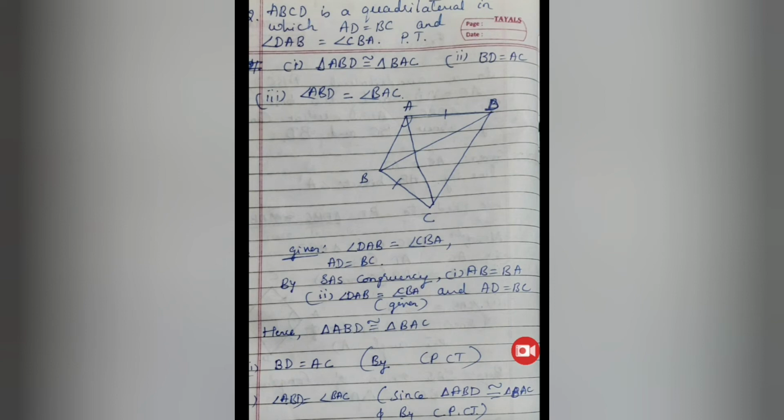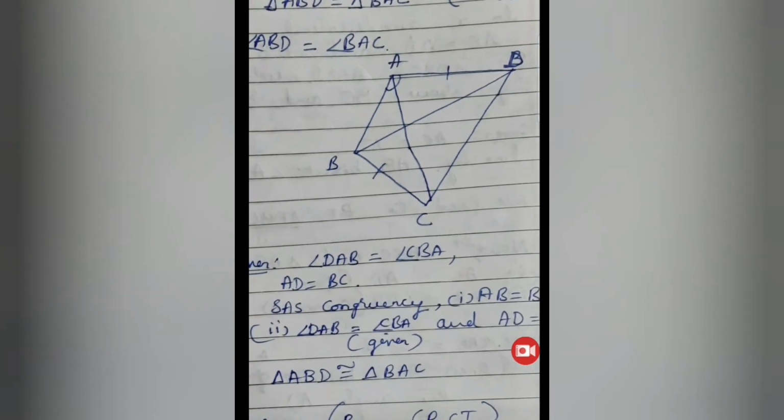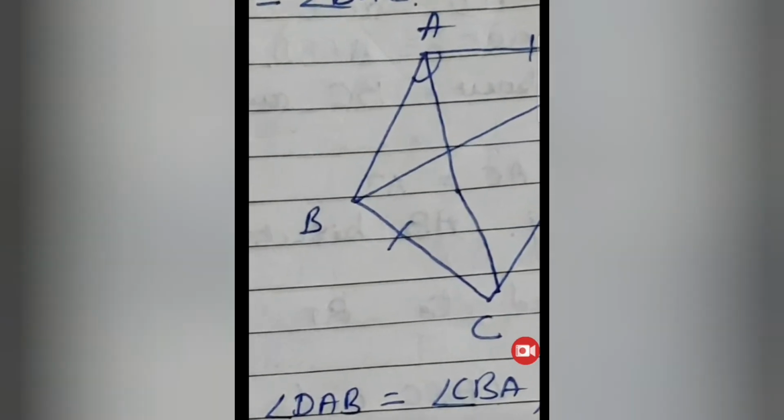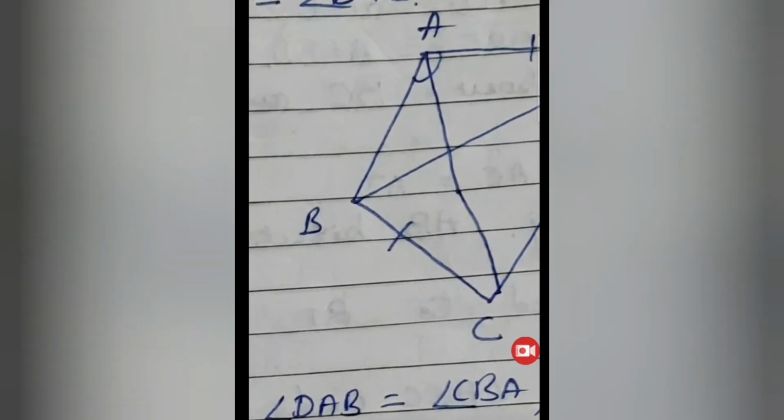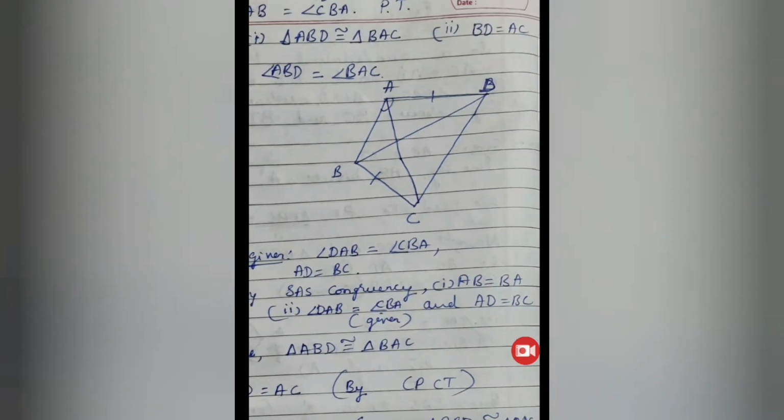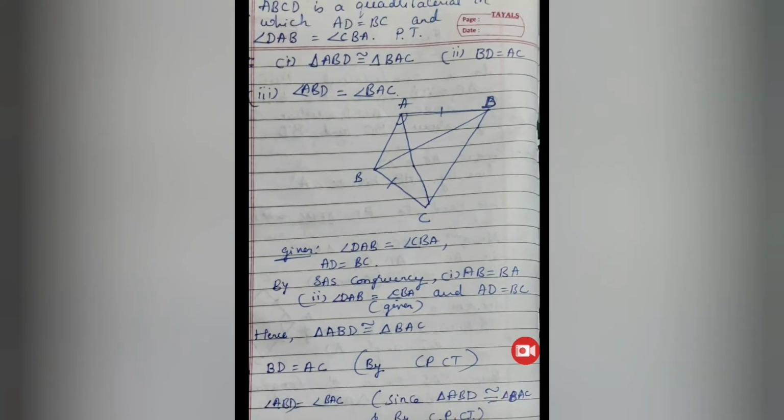So you got one angle and one side. For SAS congruency, you need two sides and one angle, isn't it? So you need to get another side to prove the congruency. What is another side? AB, isn't it? In both the triangles, side AB is a common arm, right? So you can take AB is common to AB from both the triangles.